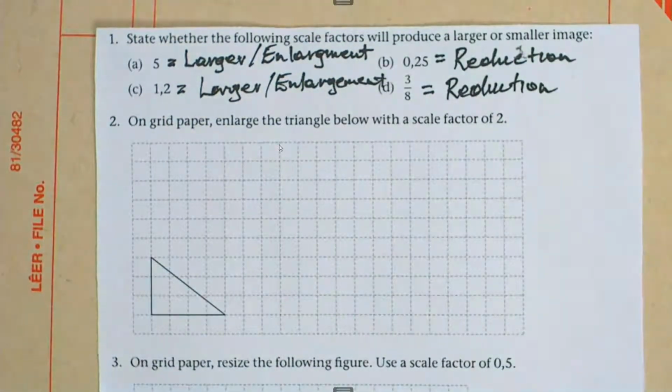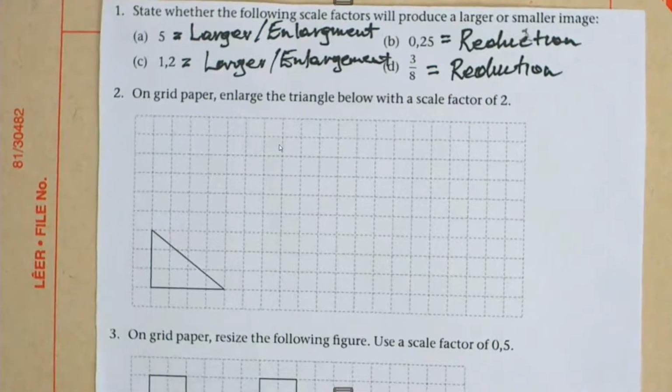There we are. Now number 2, let us check number 2. It says here to us on number 2, on grid paper, enlarge the triangle below with a scale factor of 2. Now the scale factor of 2.